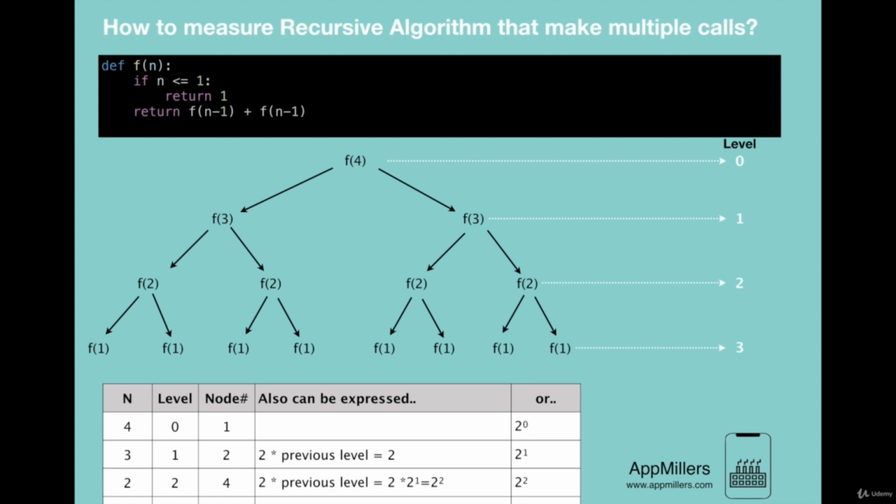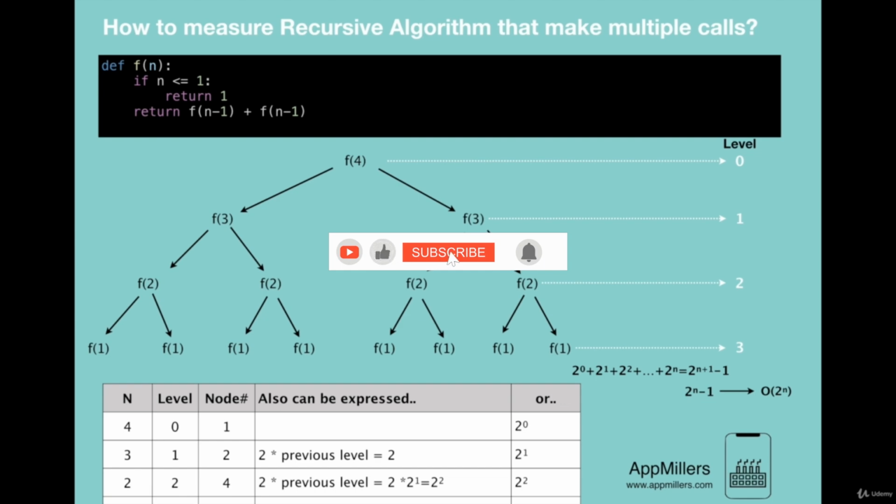From math, we know that sum of powers of 2 is equal to 2 to the power of n plus 1 minus 1. But in our case, we are not going till n. We are summing the powers till n minus 1 to the power of 2. So in this case, our equation will be like this. And if we eliminate from here the constant minus 1, we will get O(2 to the power of n).